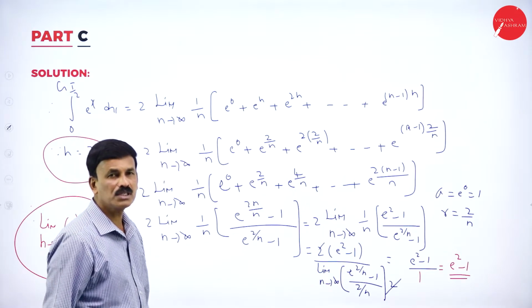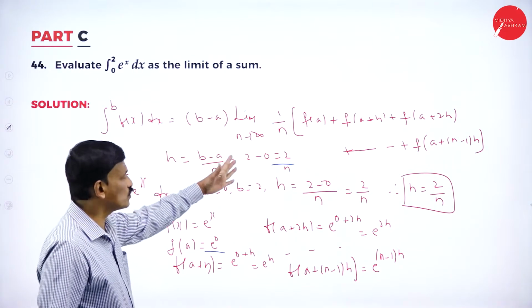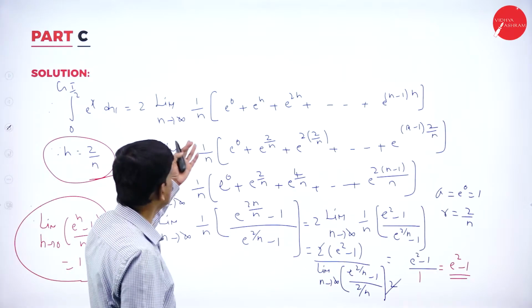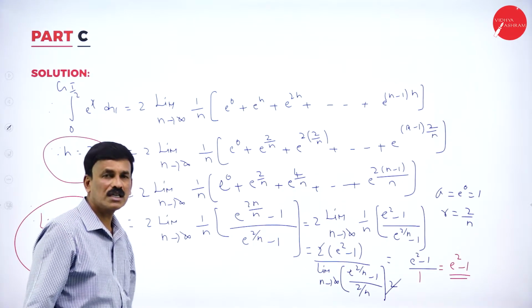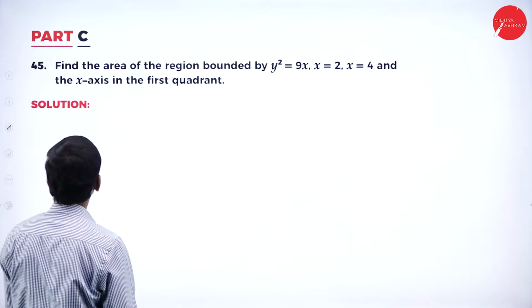So if you do this much, definitely you will get 3 marks. Here if you write just this part, you will get 1 mark, and substituting the values you will get 1 mark, and evaluating another 1 mark. 1 plus 1 plus 1, you will get 3 marks. That's it. Okay. Now what is the next problem?